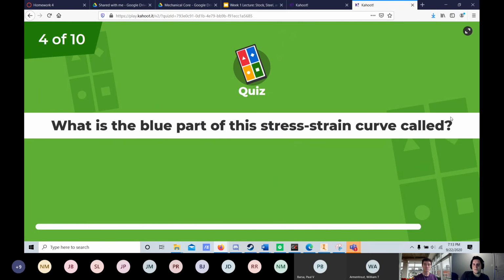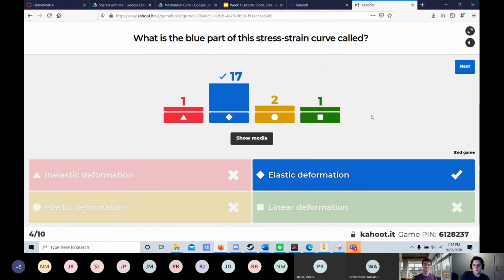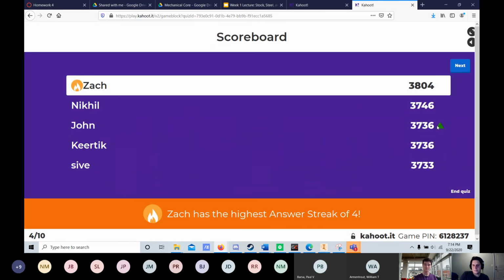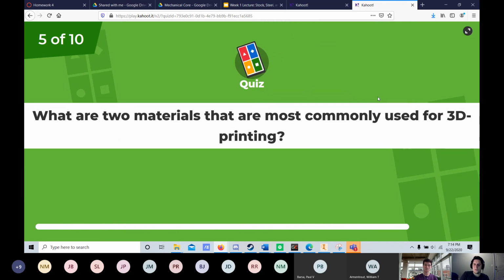All right, what is the blue part of this stress strain curve called? It's blue boy. All right, you guys are killing it. Very nice. I'm starting to think Zach probably has a very fast internet connection. Everyone is killing it. But I'm not going to throw any more shade. I apologize. I'll stop imbibing with judgment. All right, what are the two materials that are most commonly used for 3D printing?